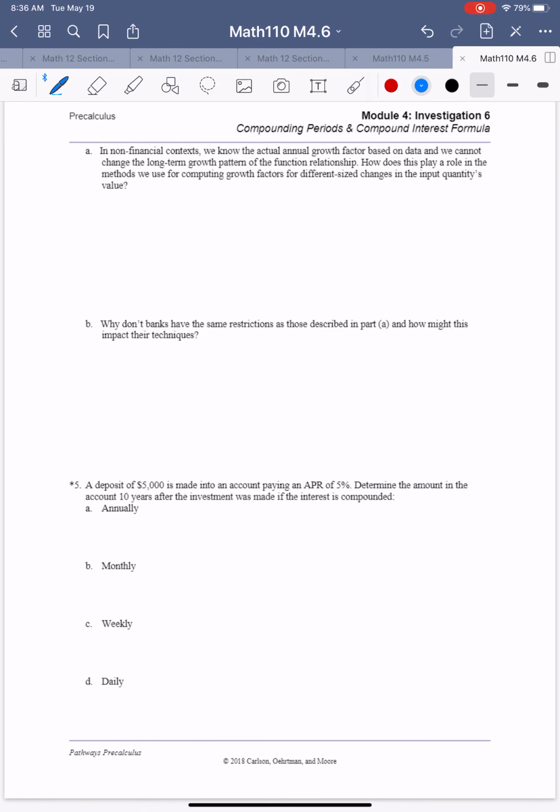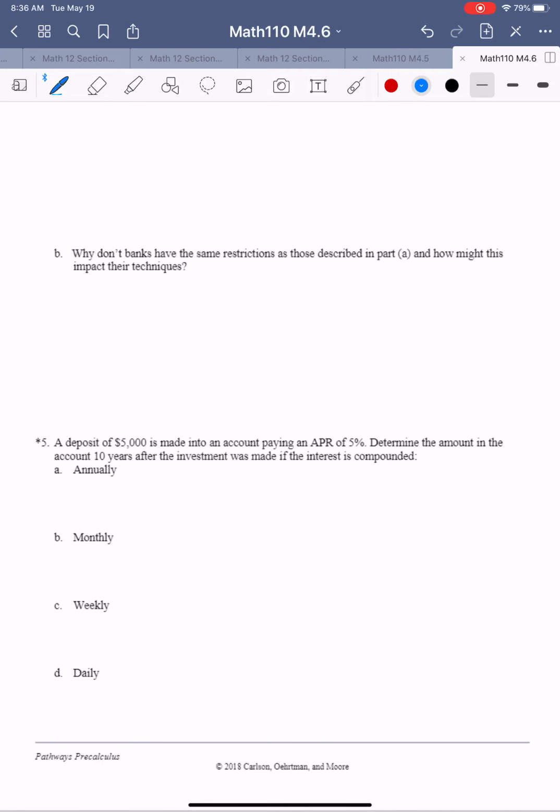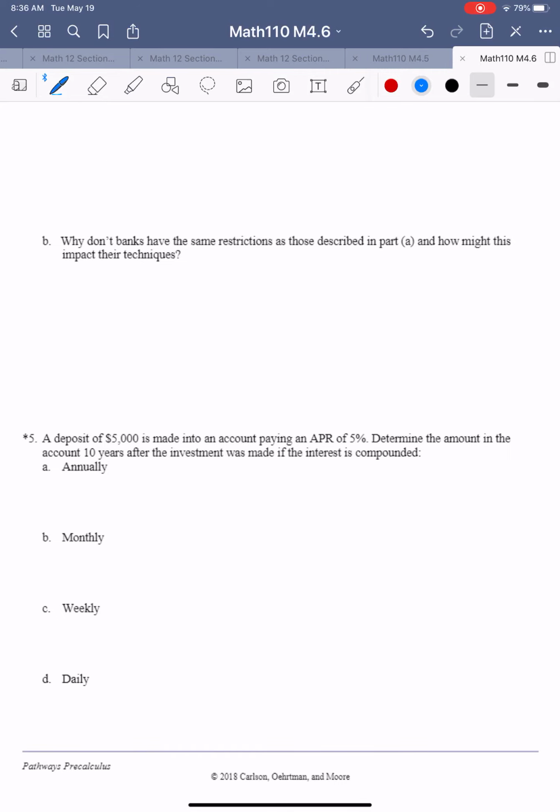So since I introduced the interest period, a deposit of 5,000 is made into an account paying an APR of 5%. Determine the amount in the account 10 years after the investment was made if the interest is compounded. So I'm using the G of T, which is A times 1 plus R over N to the nT power. So you've got to remember this formula, okay? So annually means n equal to 1, right? And then there's 5,000 as A. There's 5%, which is R, which is 0.05, for 10 years. So T equal to 10.